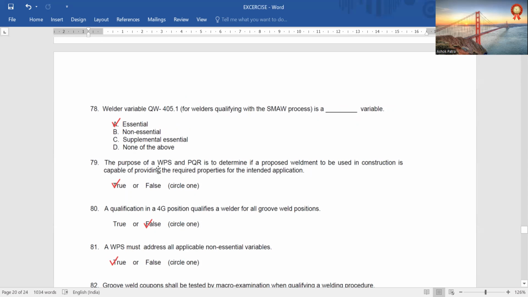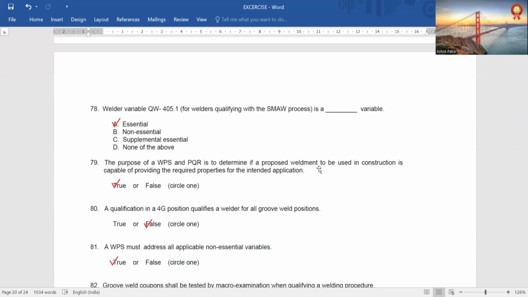The purpose of the WPS and PQR is to determine if the proposed weldment to be used in construction is capable of providing the required properties for the intended application. True.